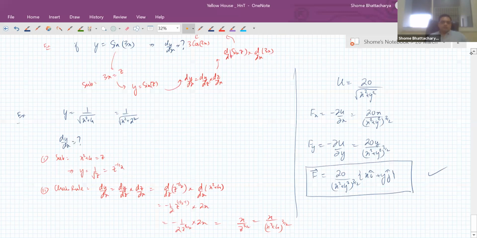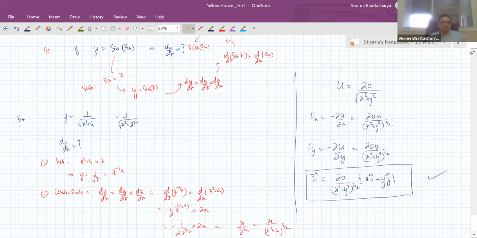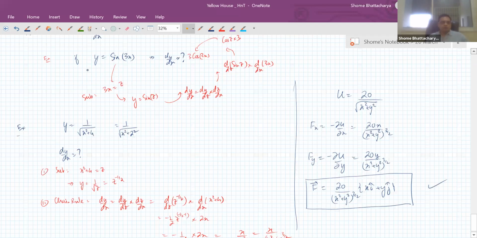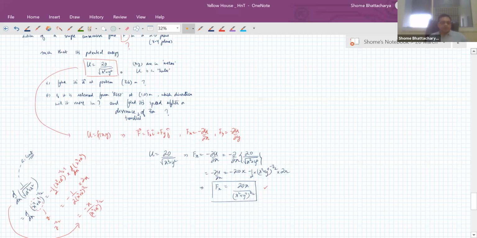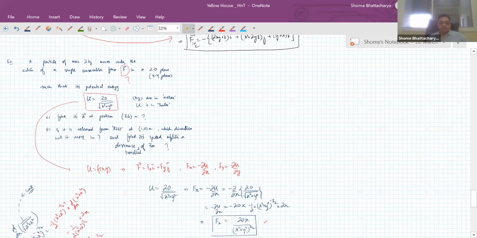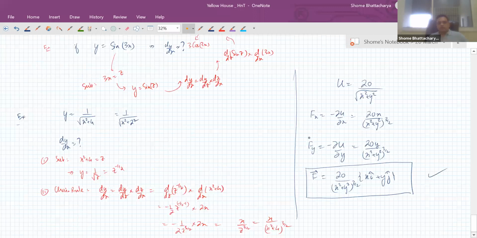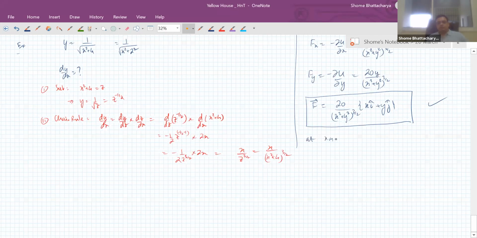Now coming to the second part of the question, the numerical part, we have to find the acceleration at the point (3, 4), and the mass of the given body or particle is 2 kg. Okay, so from here we can see that at the position (3, 4), the force acting will be 20 upon 25 to the power 3 by 2 into (3 i cap plus 4 j cap).